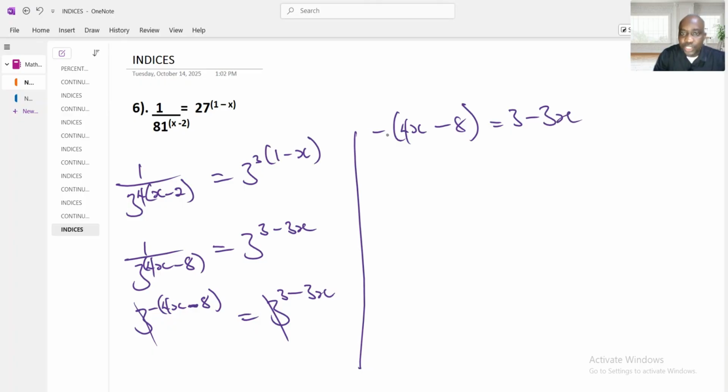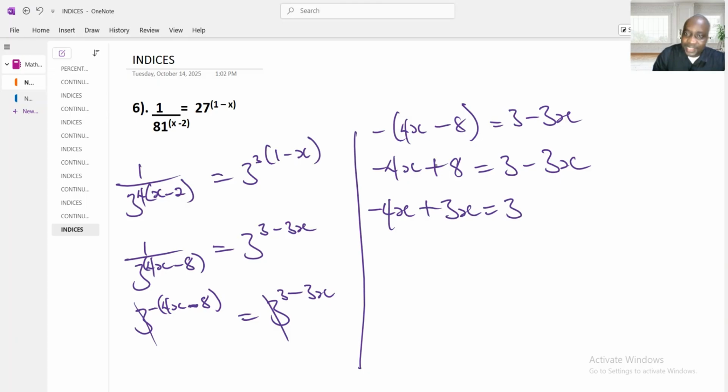Now, I'm going to multiply this minus. Minus times 4x gives me minus 4x. Minus times minus gives me plus 8, equals 3 minus 3x. The next thing we are going to do is to collect like terms. Minus 4x: when it jumps across the equals sign, it will change to go and meet its elder brother, which is 3x. It will change the sign from minus to plus, so x equals 3, which is here already.